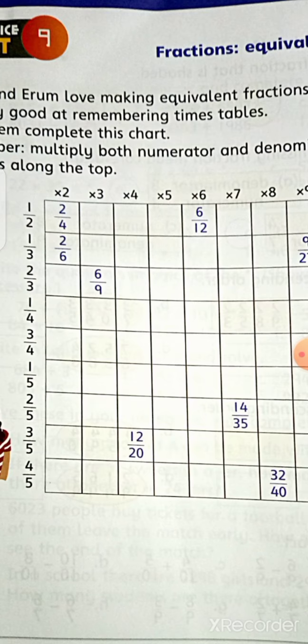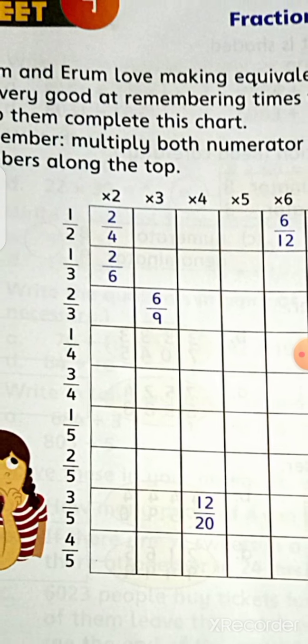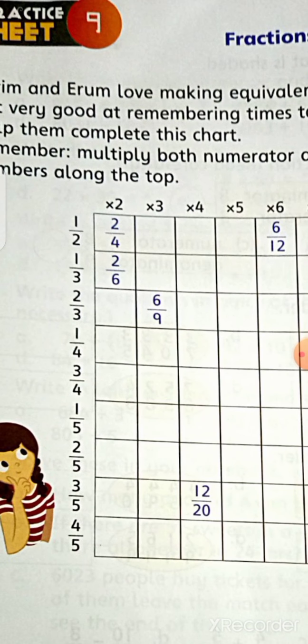First, 1 over 2 multiplied by 2. 1 times 2 is 2, multiply the numerator. Same number will be multiplied by denominator. 2 times 2 is 4. So equivalent fraction of 1 over 2 is 2 over 4. When you multiply by 3, 1 times 3 and 2 times 3 is 6. So next equivalent fraction is 3 over 6. In the same way, you will multiply 1 over 2 by 4, 1 times 4, 2 times 4 is 8.